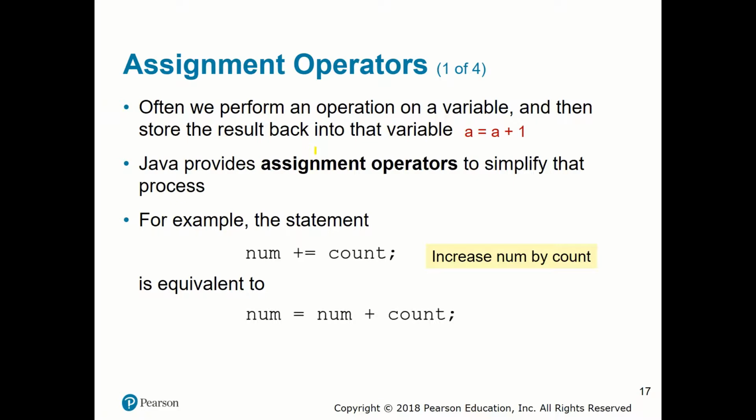Often we perform an operation on a variable and then store the result back into that variable. For example, this is the example for that. Java provides assignment operators to simplify the process. For example, this statement is equivalent to this expression. Both mean to increase num by count. So this is a simplified operator. I'm going to talk about this one.